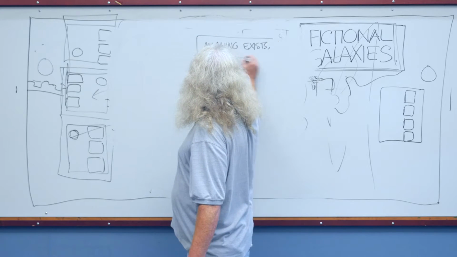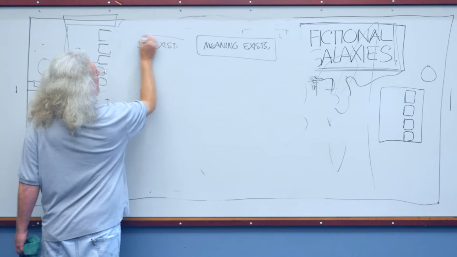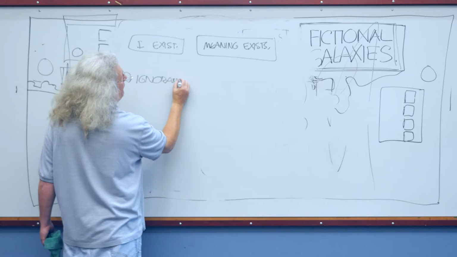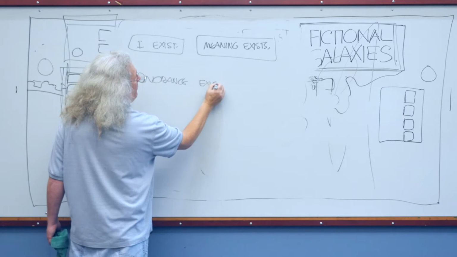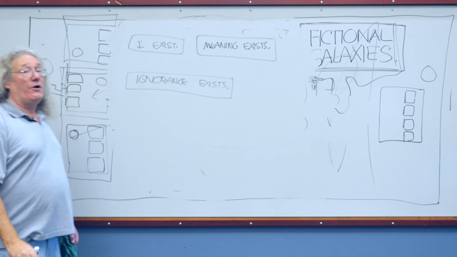Okay, so meaning exists and I exist. And what we now have is a situation of ignorance exists. And ignorance is the big one. So here we have actual individuation. I'm an actual individual. We're all actual individuals.